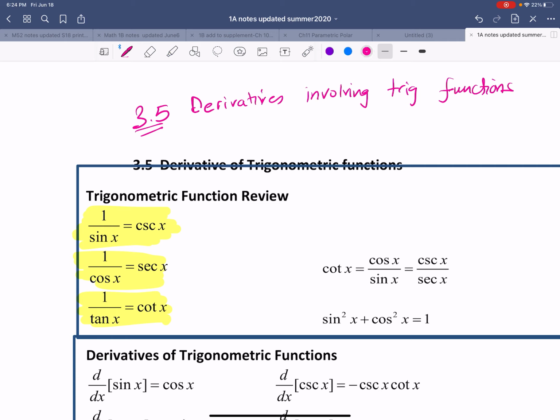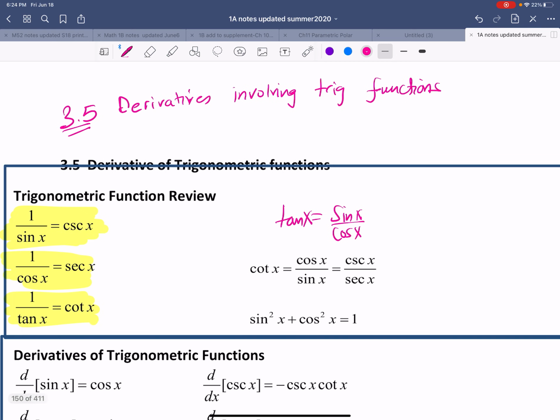Cotangent x is cos x over sine x, or cosecant over secant x. And tangent x is sine x over cosine x. Sine squared x plus cosine squared x is equal to 1. That's another Pythagorean identity. We can divide everything by cosine squared x, and that would give us tan squared x plus 1 is equal to secant squared x. We can also divide everything by sine squared x. That would be 1 plus cotangent squared x is equal to cosecant squared x.